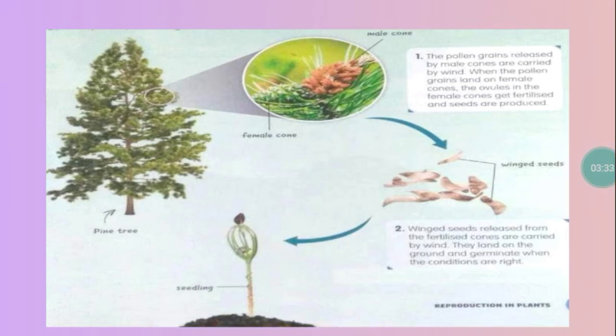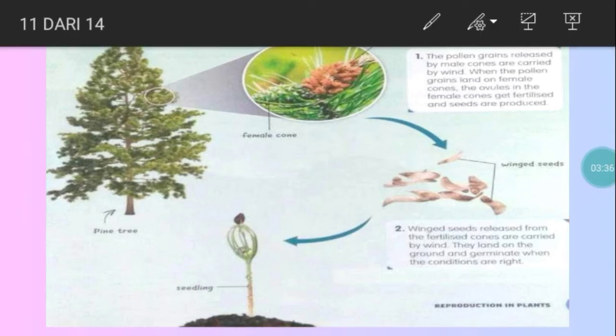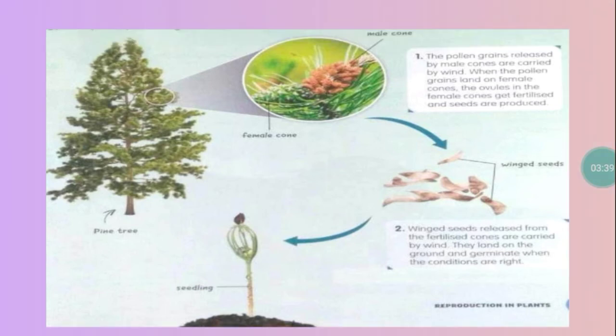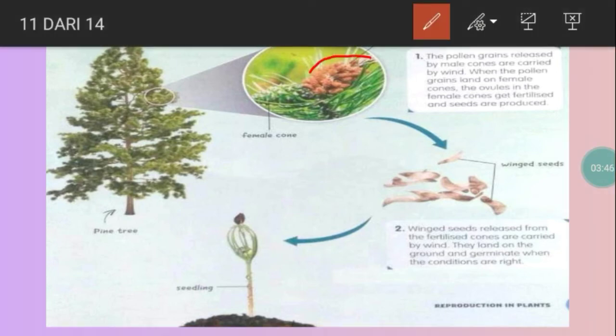Okay, look at the example here. How do they reproduce? Okay, look at this. Male cone. You can see the male cone and then the female cone. Okay, this is the male cone, and then this is the female cone. The pollen. Look at this text. If it is not clear, you can see your book. The pollen grain is released by the male cone. Jadi dilepaskan oleh male cone and then carried by the wind. Jadi this is small and light, so it is carried by the wind, and then lands on the female cone. Jadi sama seperti pollen transfer to stigma. This is from male cone to land on female cone.